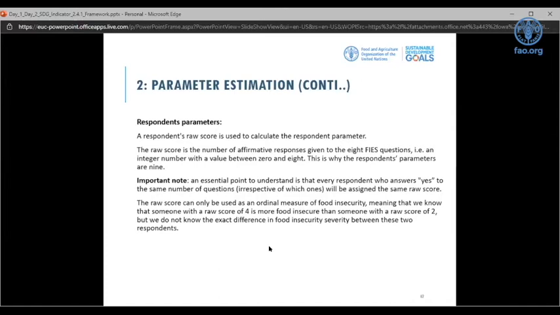Now, another important point to remember is that every respondent who answered yes to the same number of questions, irrespective of which ones they have answered yes to, will be assigned the same raw score. Okay, so by this we mean that the raw score is an ordinal measure of food insecurity. By that we mean to say that someone with a raw score of 4 or 5 or 6 is more food insecure than someone with a raw score of 1, 2, or 3. But we don't know the exact difference in food insecurity severity between these two respondents.